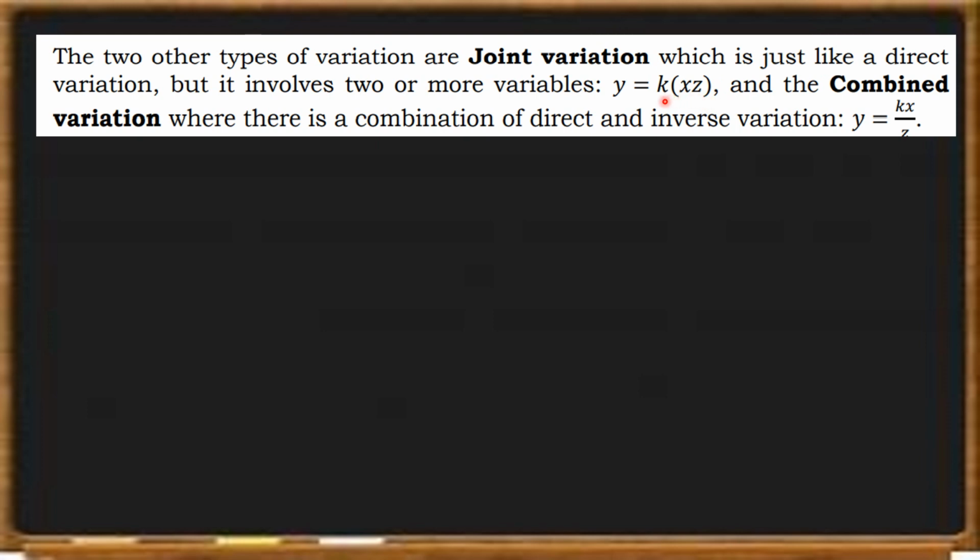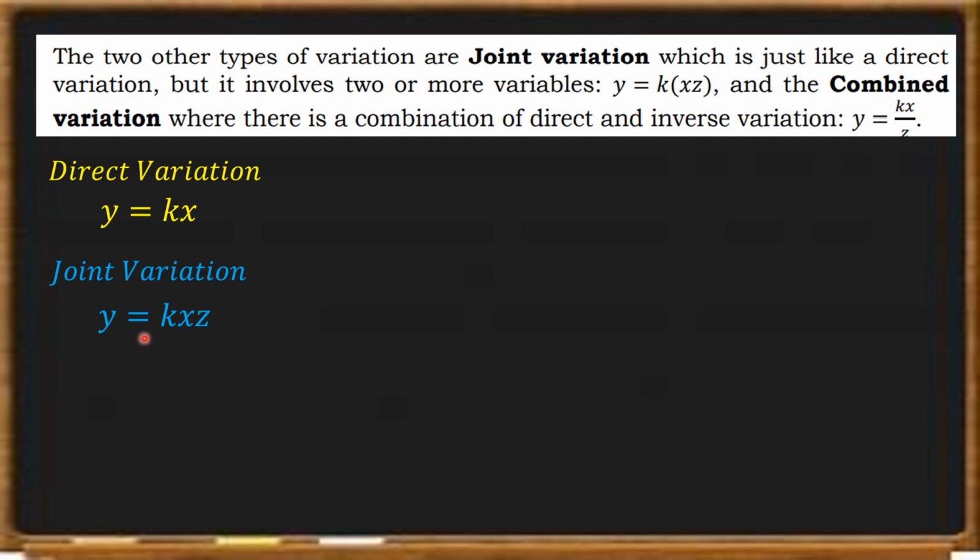So, sa direct, k times x lang. Pero dito, nadagdagan na ng letter z. Ibig sabihin, another quantity ang nag-join. Kaya siya tinawag na joint. Parang may nag-join na isa pang variable. So, sa direct variation, y is equal to kx. Ito po ating equation. Tapos, pag ginawa nating joint, dagdagan lang natin ng isa pang letter. Y is equal to k, x, z.